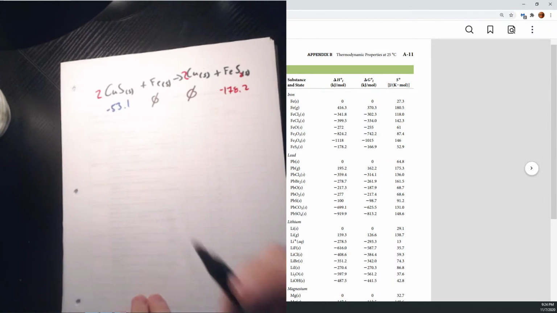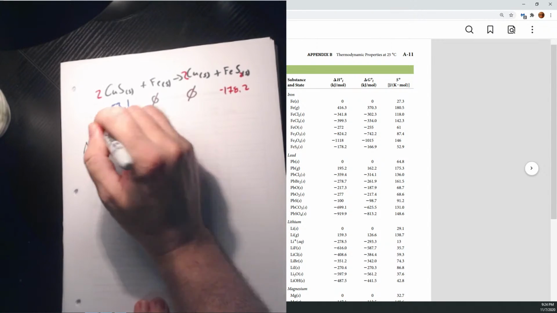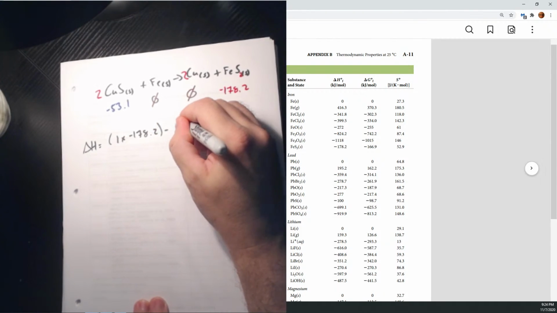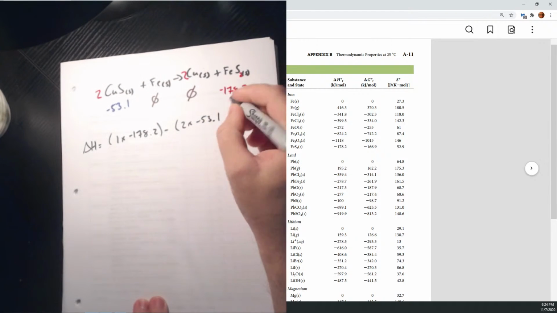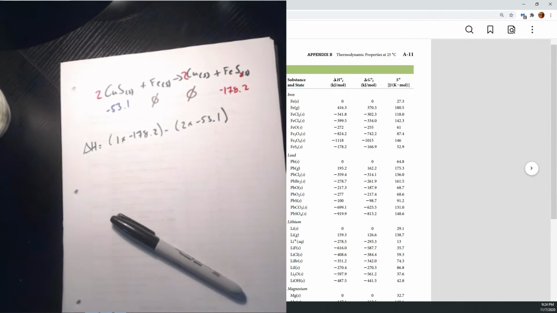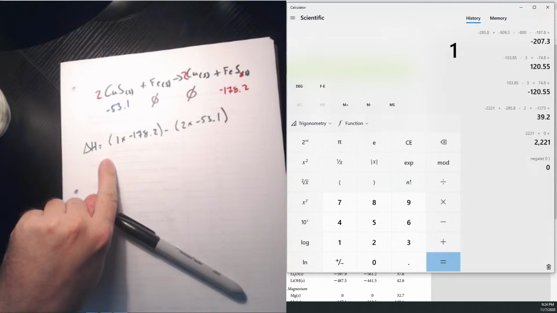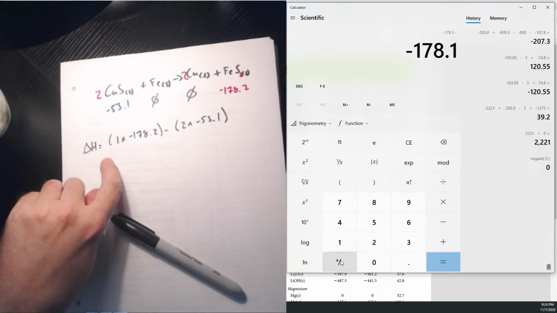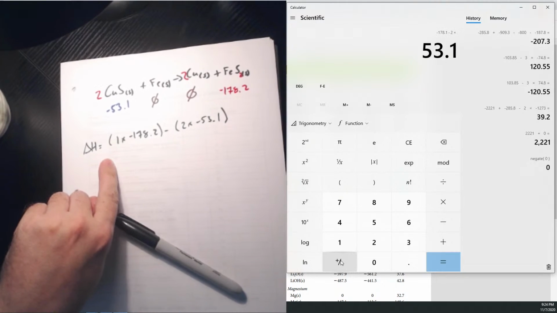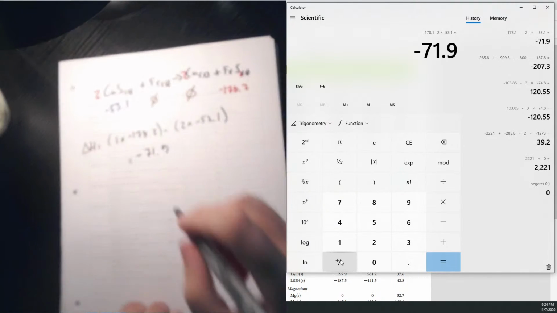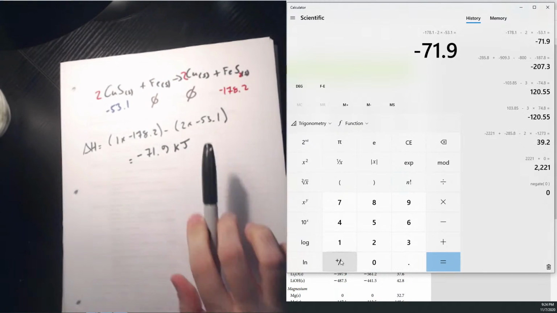So now we do this. Delta H, products minus reactants, so 1 times negative 178.2 minus 2 times negative 53.1 equals negative 71.9 kilojoules. Got to include those units.